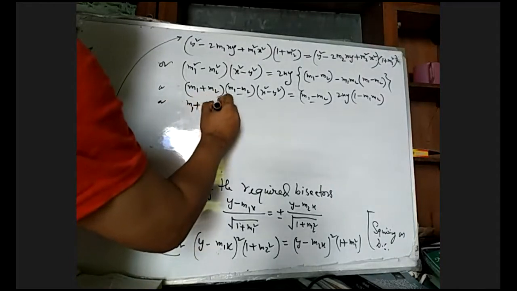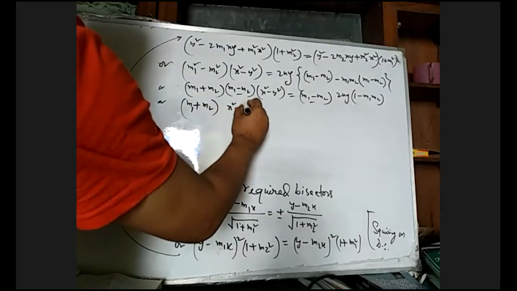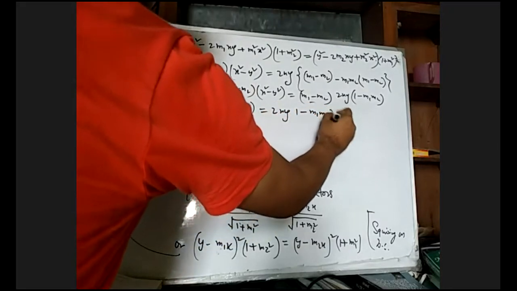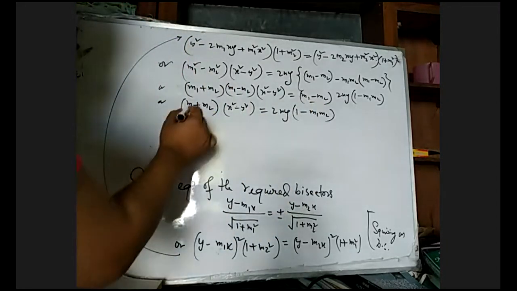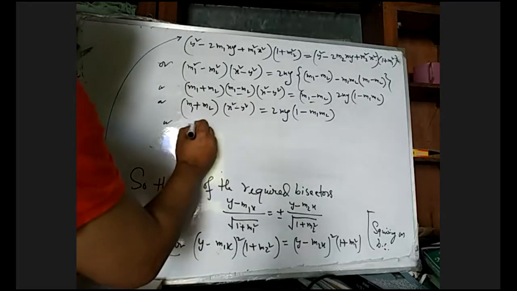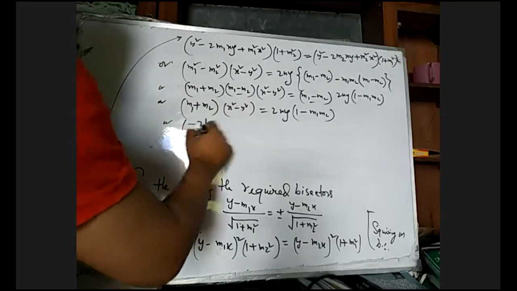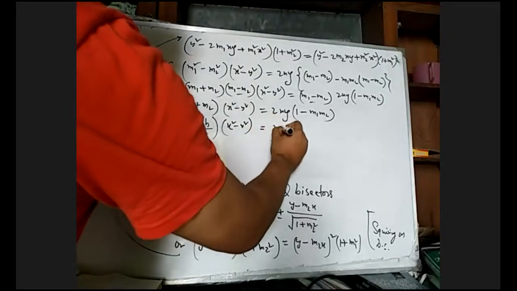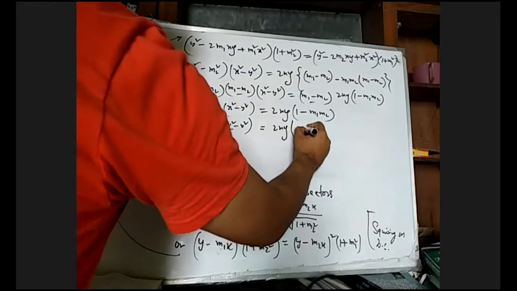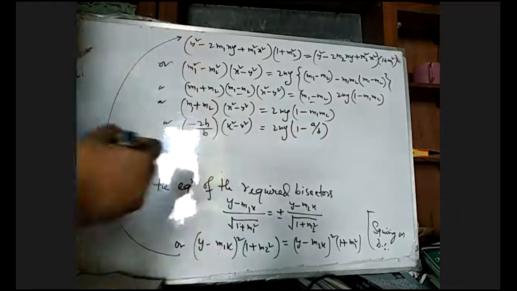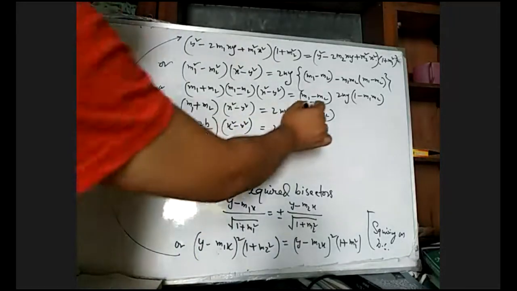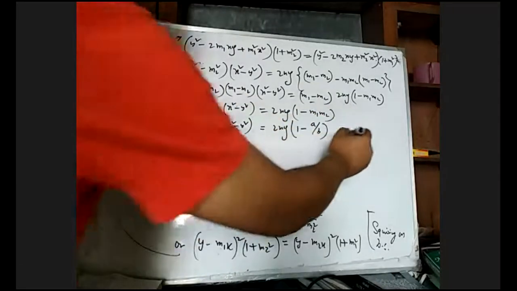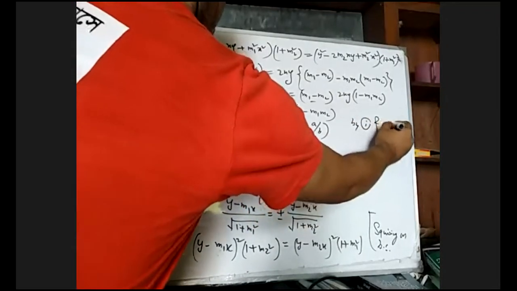Now, m1 plus m2 into x square minus y square equals twice xy into 1 minus m1 m2. You must know what m1 plus m2 was: minus 2h by b. And 1 minus m1 into m2 means 1 minus a by b. From the sum of the roots we get this, and from the product of the roots of the given homogeneous quadratic equation, m1 into m2 was a by b. Put these in.